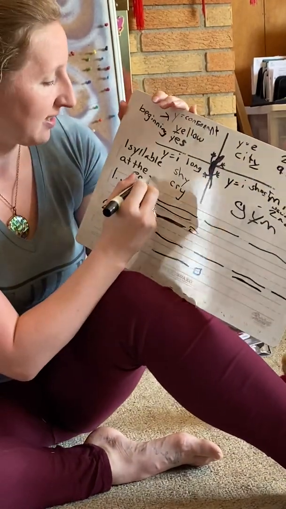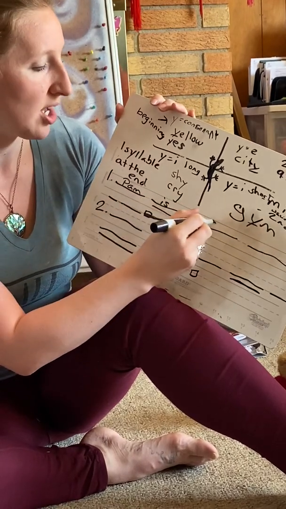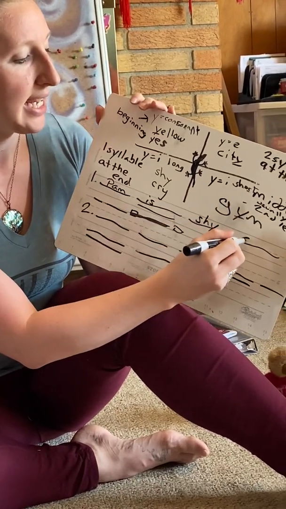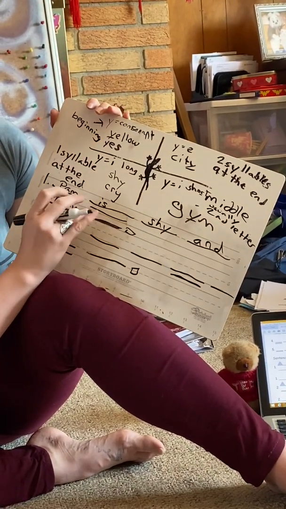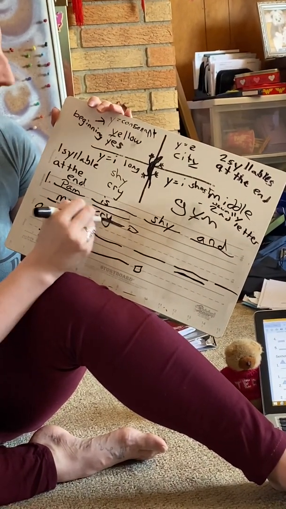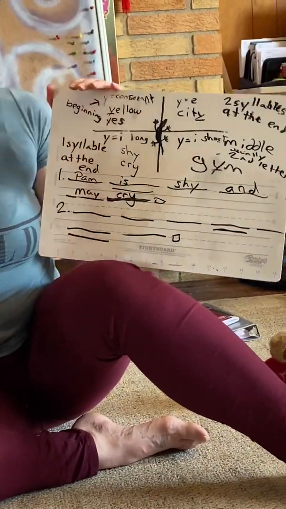Okay, let's check it together. Pam is shy and may cry. Again, your worksheet is fine. You have enough lines. You're okay. I just had one minus. It's okay.